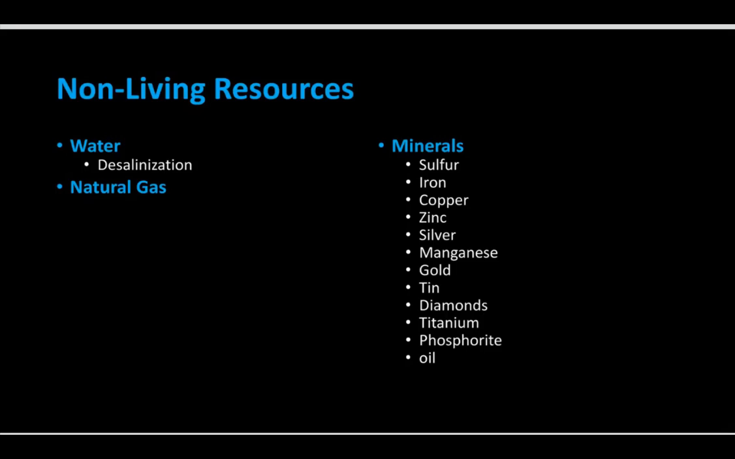You can get natural gas from the ocean. And then you can get all sorts of minerals from the ocean. I'm sure you've seen the BP oil spill, which was a long time ago now. That was in the Gulf of Mexico. They were getting oil out of the bottom of the ocean. But you can get all sorts of different minerals and things from the ocean. So these are our main non-living resources that we get from the ocean.